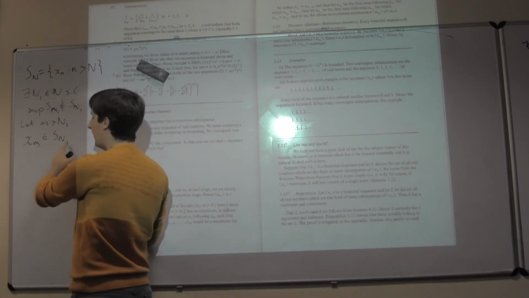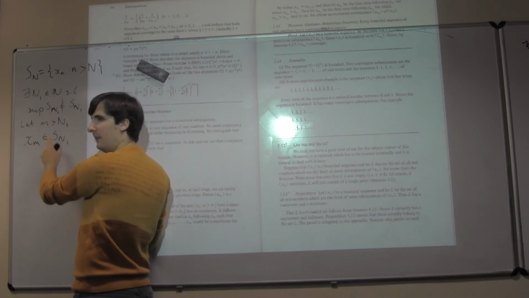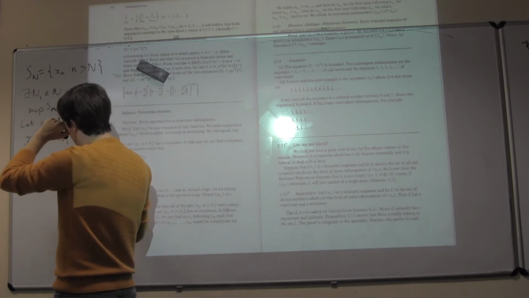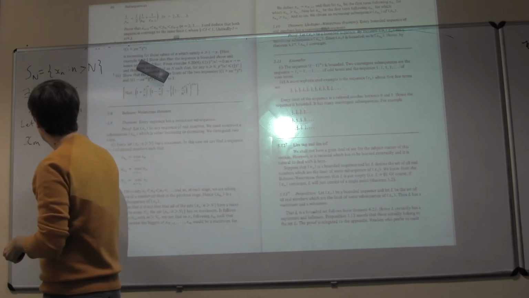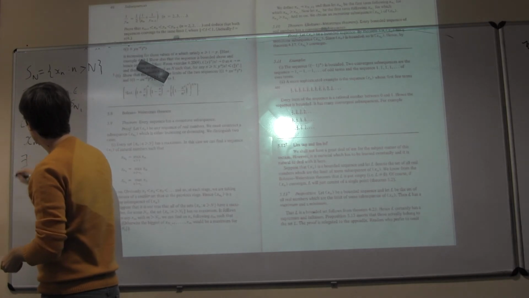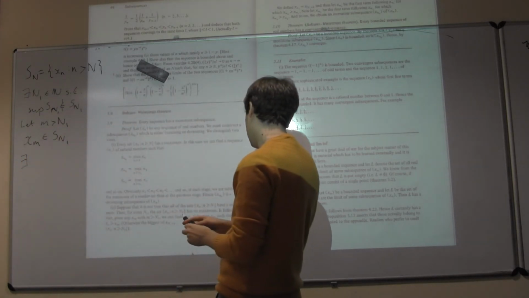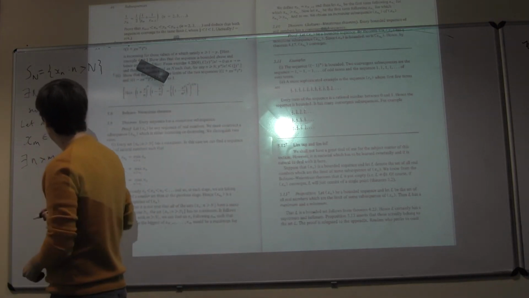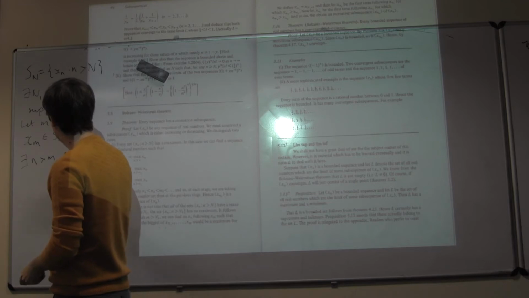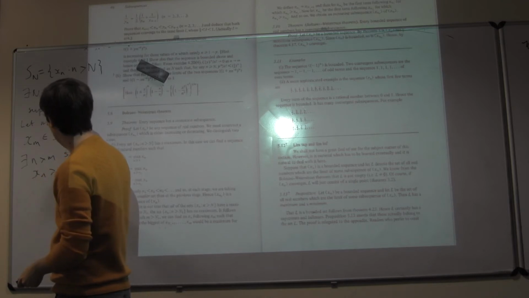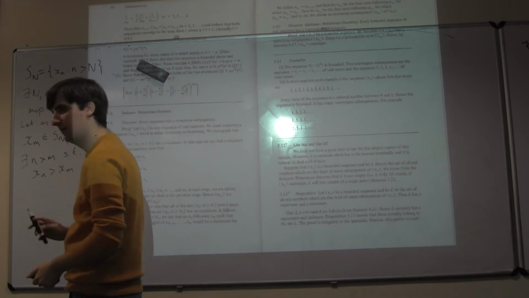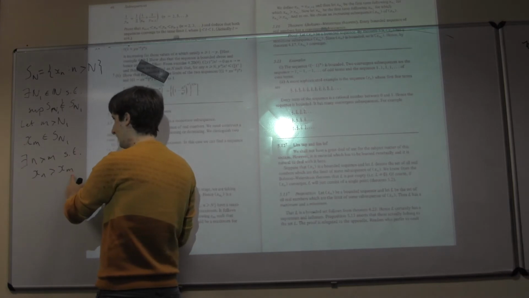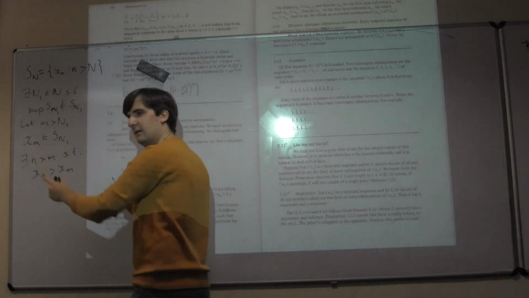So x_m can't be a maximum. This set doesn't have a maximum, so x_m isn't a maximum. Which means there exists some n bigger than m such that x_n is bigger than x_m. Because if there didn't exist an n bigger than m with x_n bigger than x_m, then x_m would have been a maximum.